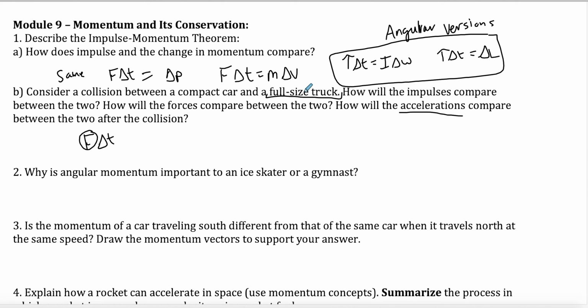The full-size truck is larger, and so the change of momentum here is going to be the same, but the change in velocity is going to be different because of the mass of the truck versus the car. A car is a lot smaller, so the velocity is going to have to change quite a bit more in order to equal the momentum change here. So the acceleration of the car is going to be much greater than the truck.